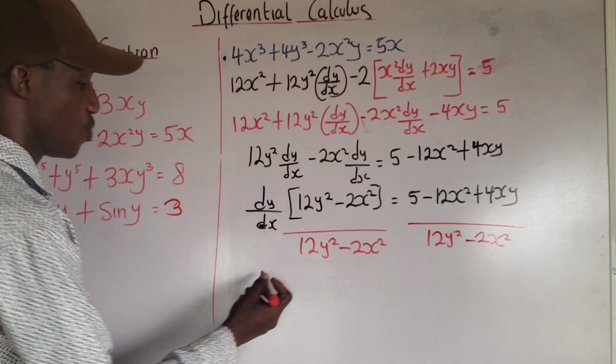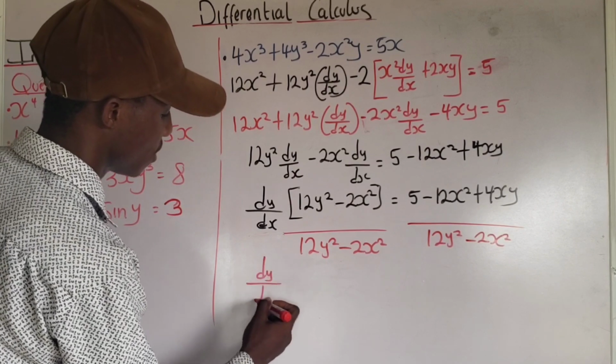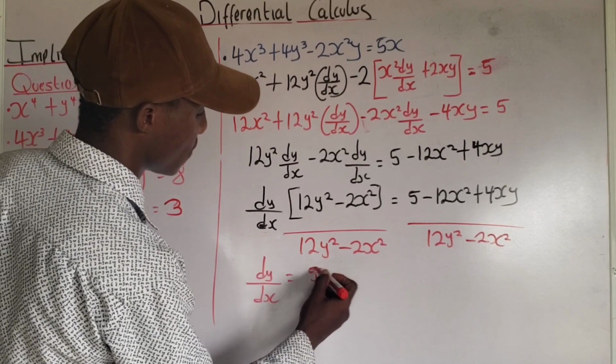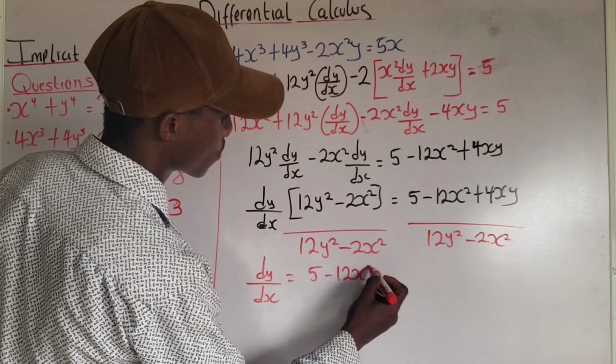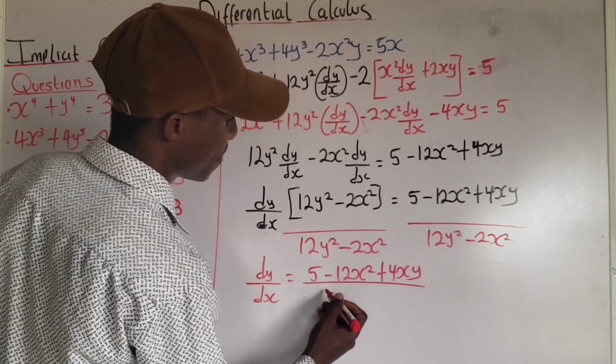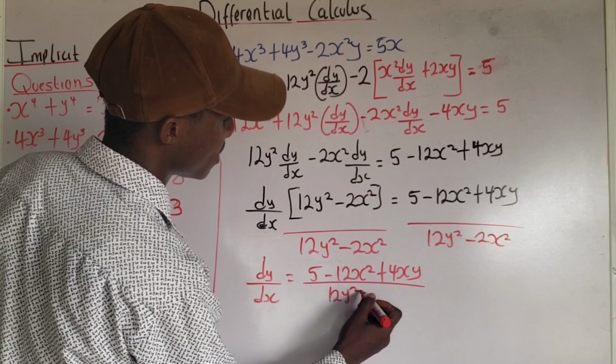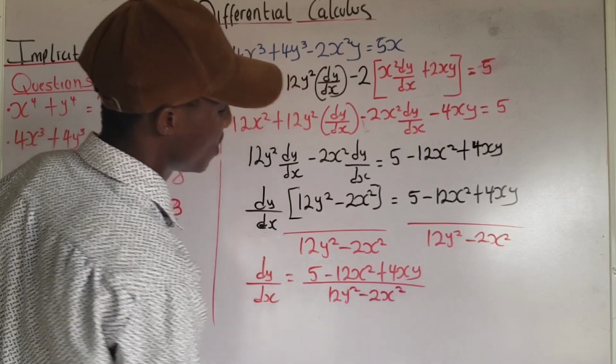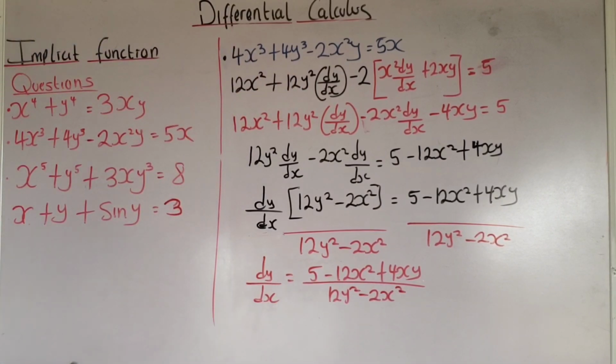Okay? So dy all over dx is equals to 5 minus 12x squared plus 4xy all over 12y squared minus 2x squared. Okay, so that is the derivative of this function. Okay, so we have question number 3.